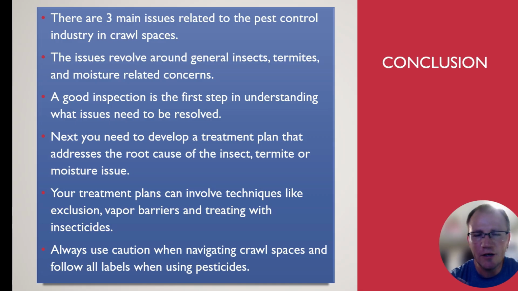In conclusion, you need to remember there are three main issues related to pest control in crawl spaces. The issues revolve around general insects, termites, and moisture-related concerns. A good inspection is the first step in understanding what issues need to be resolved. Next, you need to develop a treatment plan that addresses the root cause of the insect, termite, or moisture issue. Your treatment plans can involve techniques like exclusion, vapor barriers, and treating with insecticides. Always use caution when navigating crawl spaces, and always remember to follow all labels when applying pesticides.